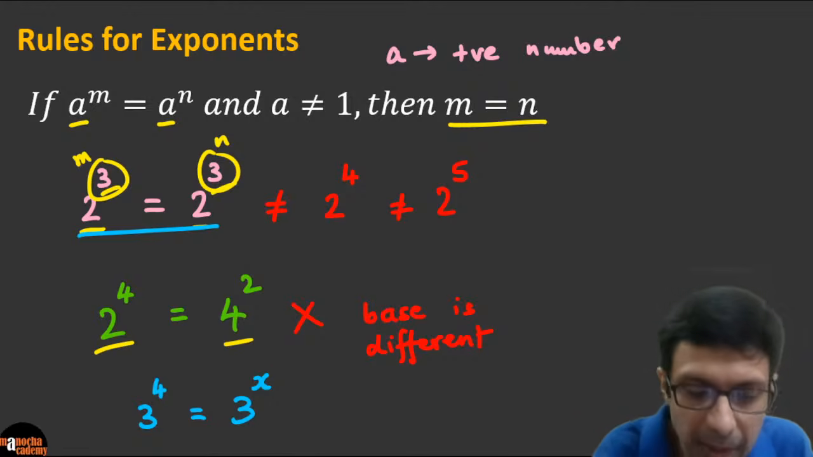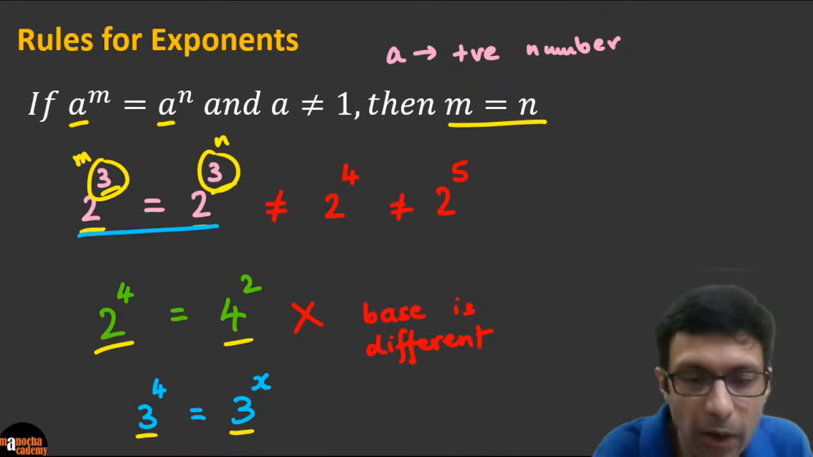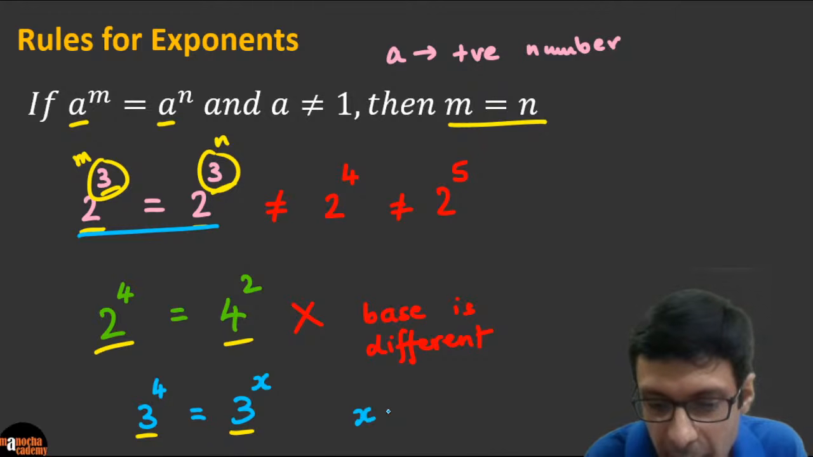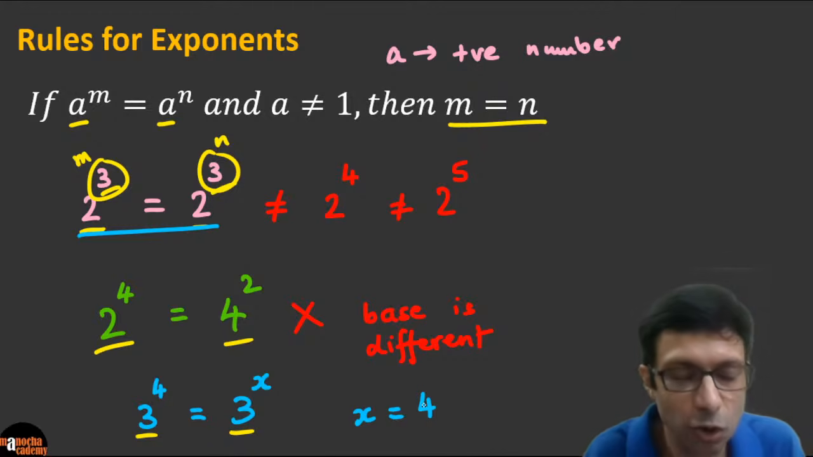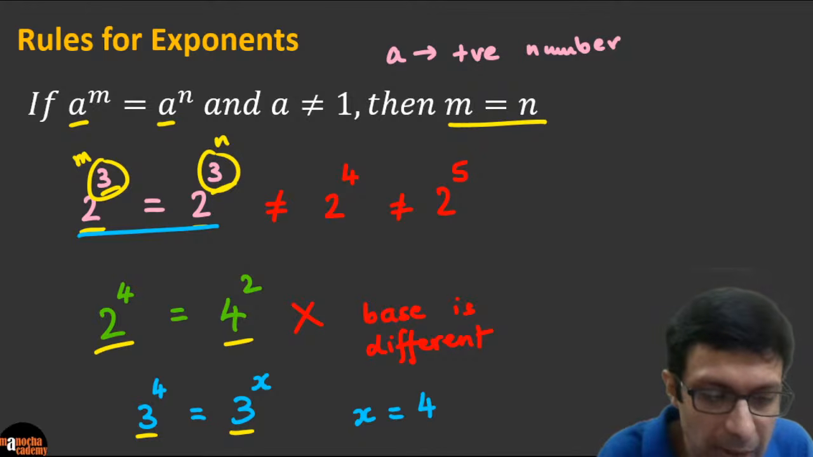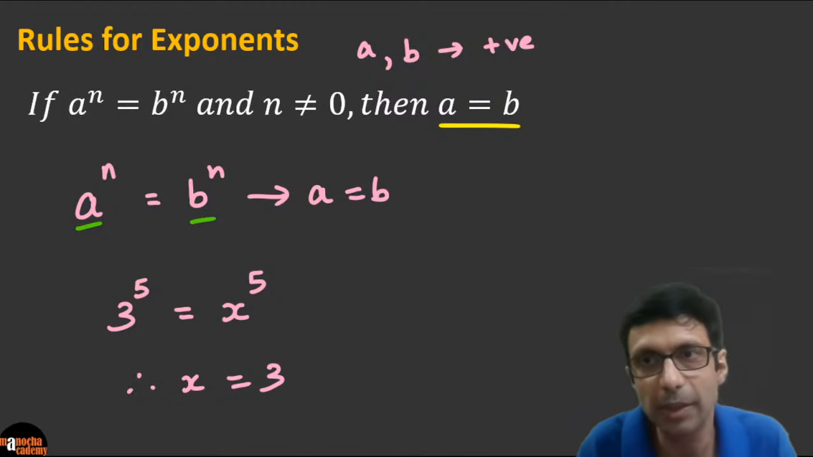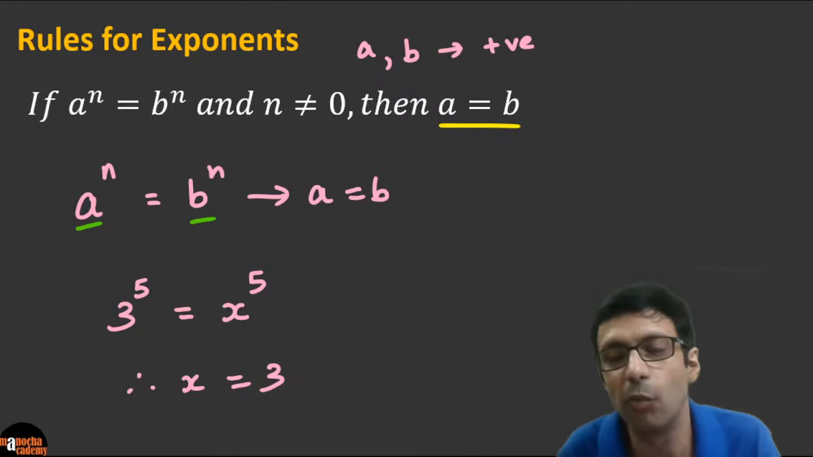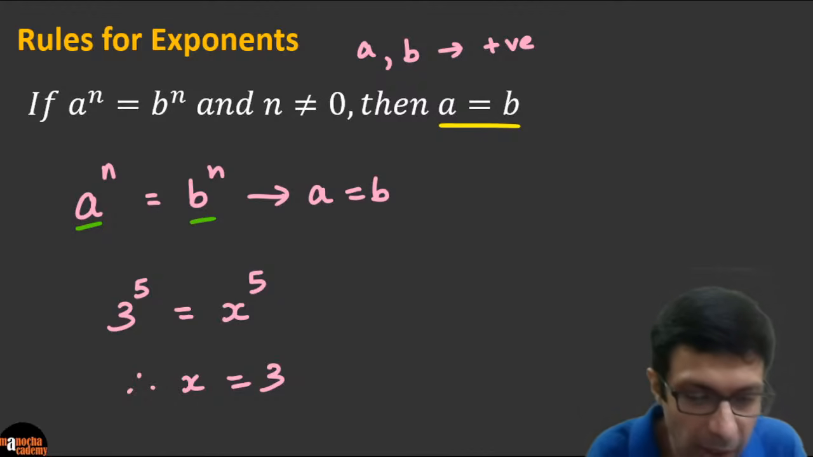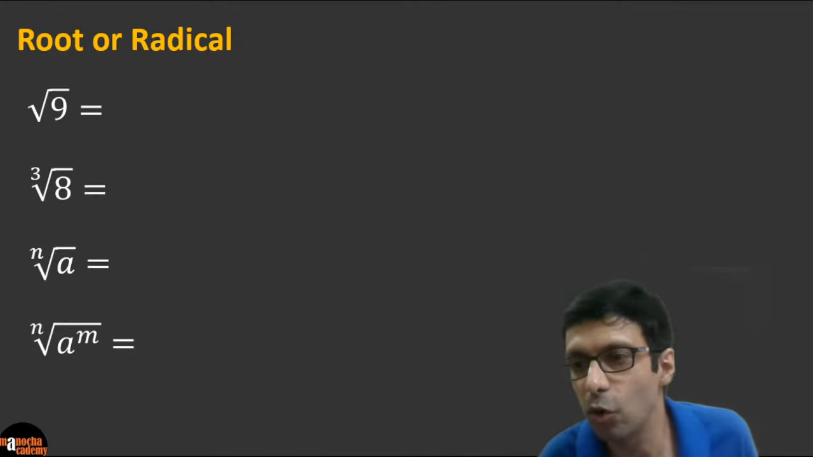Can you see the bases are same, right? So the exponent, the power has to be same. So therefore we apply x is equal to 4. Simple. So that's how we apply these rules. It looks like common sense, but we must understand the rule, and they work for the positive numbers here. Excellent. Now let's talk about root or radical.